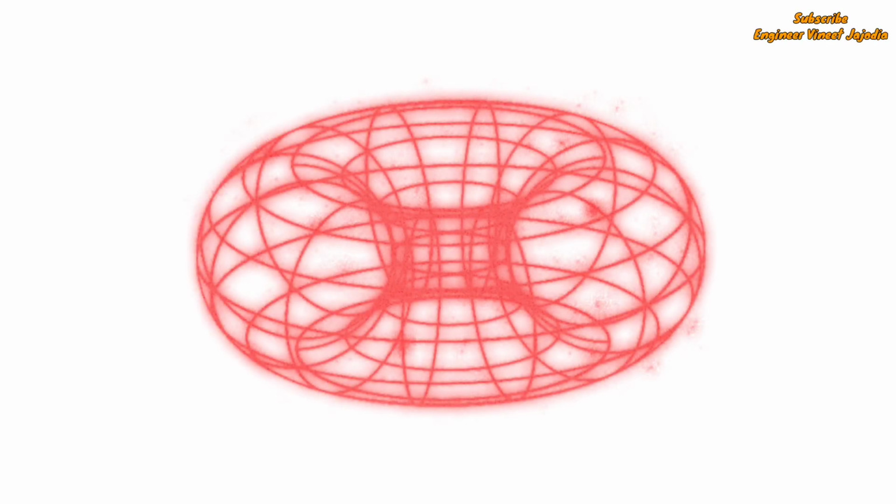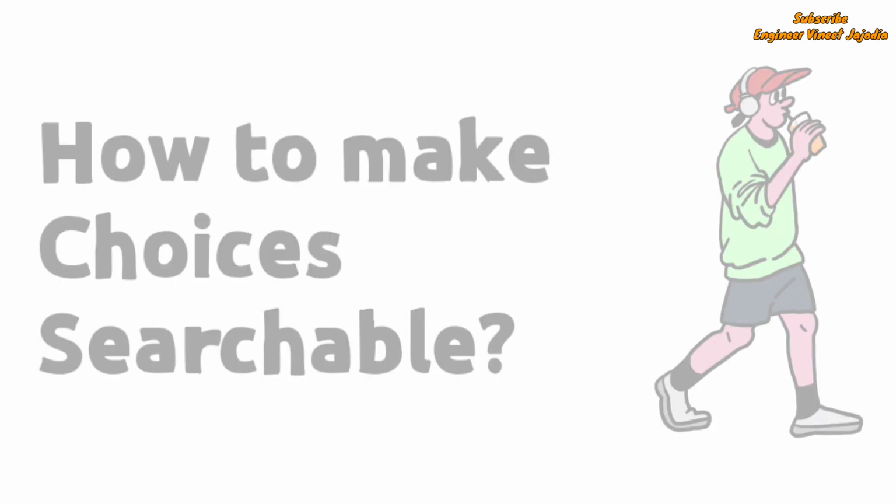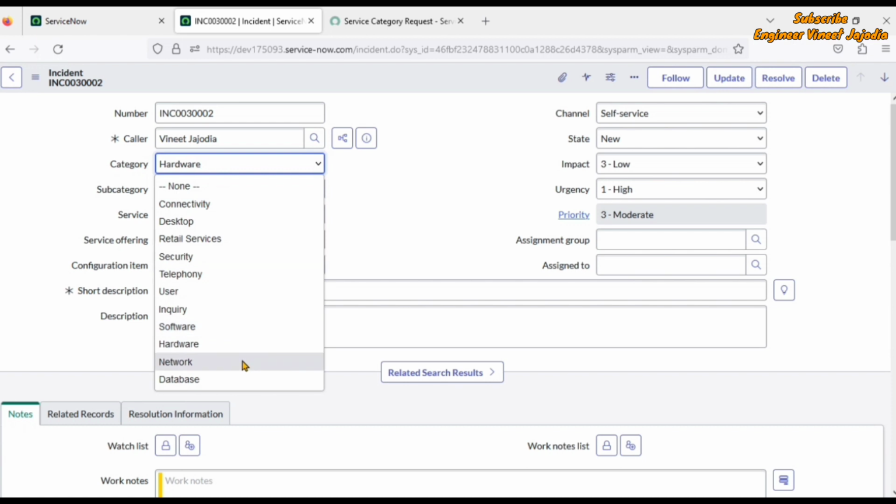In today's video, we are going to discuss how to make choices searchable. So if you see the incident form, we have a category field and this category field contains choices. Right now the choices are limited, but just assume the choices are around 100 or 200. So the user has to go through all the choices to find the correct choice, and that will be a bad user experience, because the user has to manually search for the correct choice.